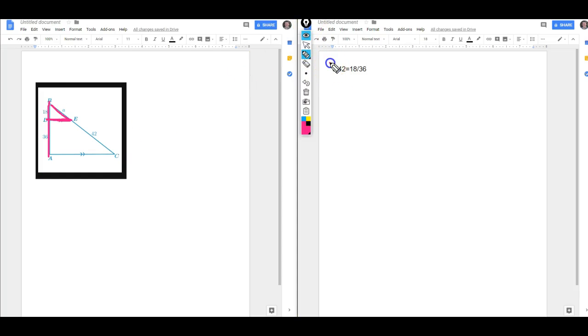So notice, A is the smaller segment on BC, and 18 is the smaller segment on BD. And 42 is the larger segment on BC, and 36 is the larger segment on BA. So we are comparing small segment to large segment, small segment to large segment.